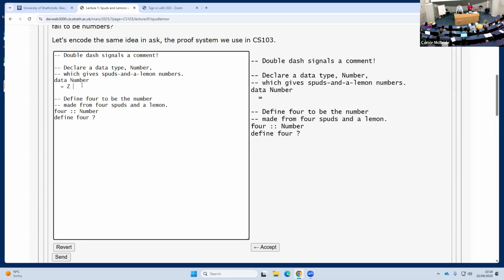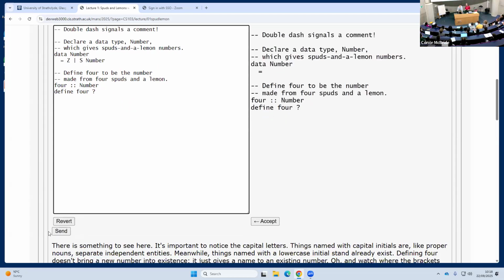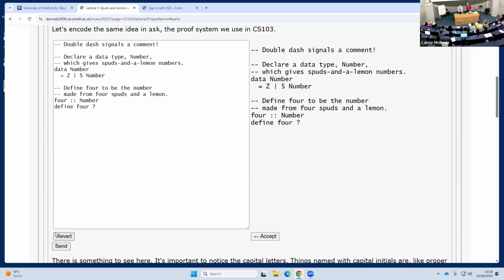And a pipe that means or, and then capital S and number. Yes. And then you hit send. Yeah, the send button. Yeah, because ask runs on the server. Ask is happy, and you can hit accept even though nothing has changed.